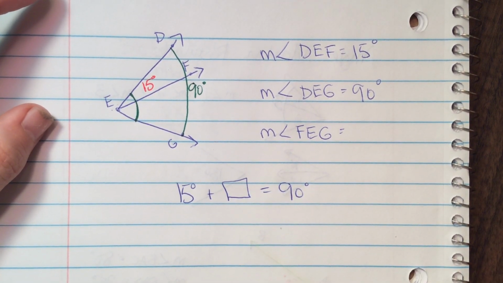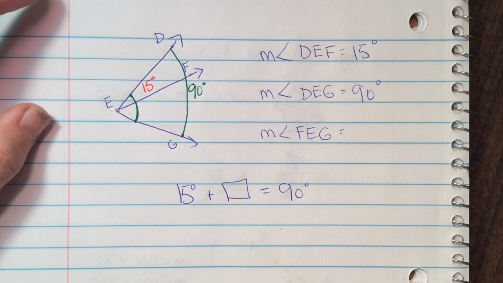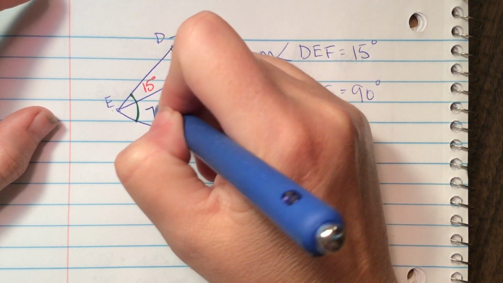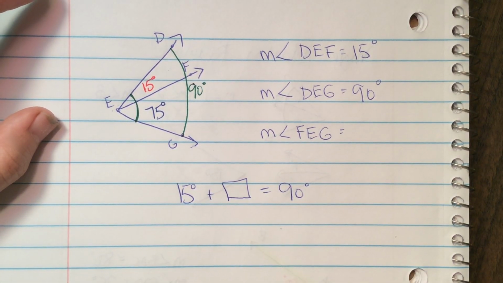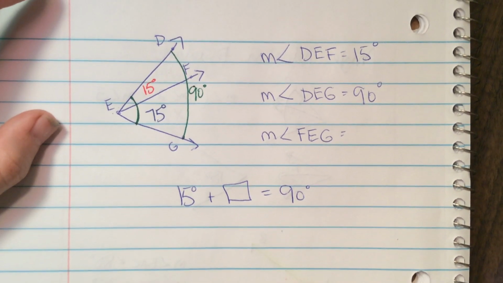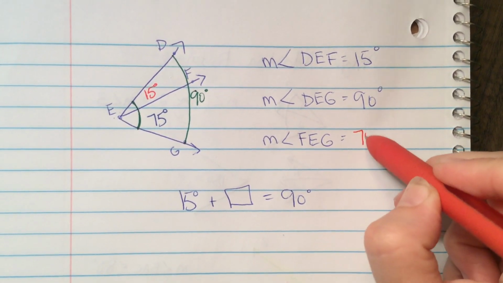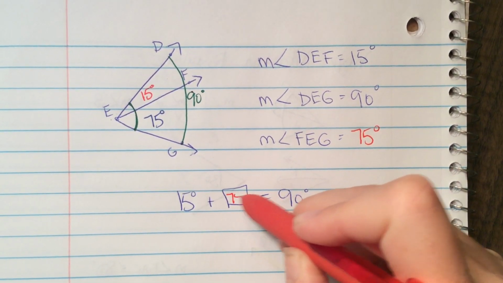So this angle is 75 degrees. I keep hitting it. I think I'm going to write it in red. That way it sticks out a little bit.